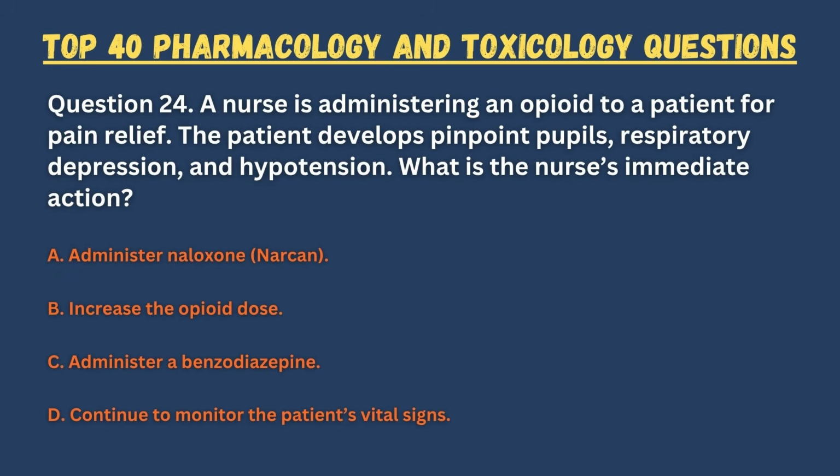Question 24. A nurse is administering an opioid to a patient for pain relief. The patient develops pinpoint pupils, respiratory depression, and hypotension. What is the nurse's immediate action? A. Administer naloxone (Narcan). B. Increase the opioid dose. C. Administer a benzodiazepine. D. Continue to monitor the patient's vital signs.